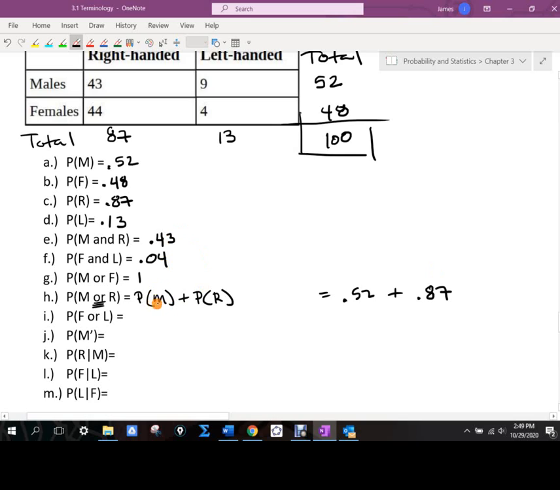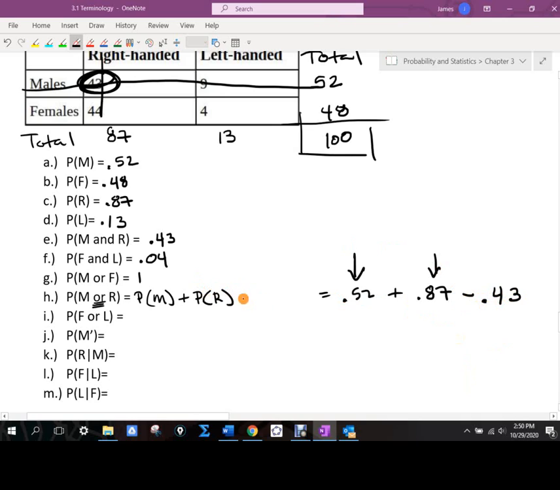When I said probability of being a male, did those 43 people get added in as being male? So those 43 got added in right there as being male. Did they also get added in as being right-handed? So those 43 people, are they the same 43 people each time? So they got counted twice, right? So I only want to count them how many times in the probability? Once. So we got to remove that 0.43. And now if we do that, we will get this probability.